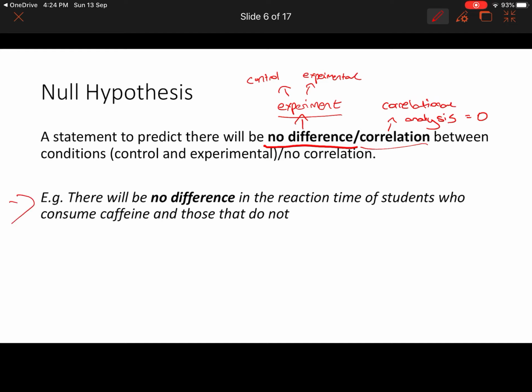So an example of a null hypothesis: there will be no difference in the reaction time of students who consume caffeine and those that do not. So no difference here is key.